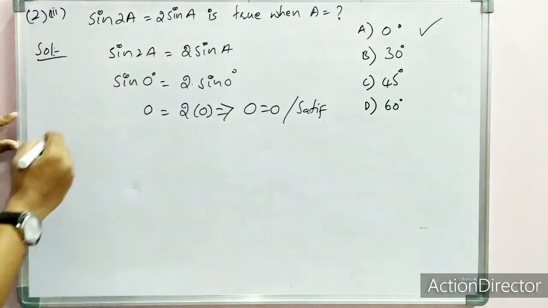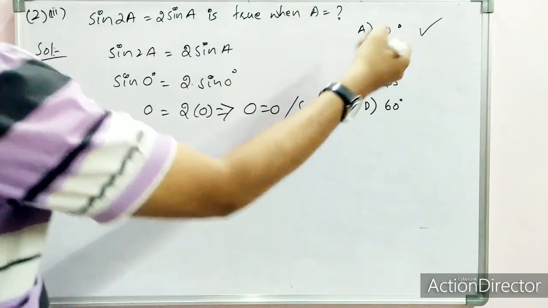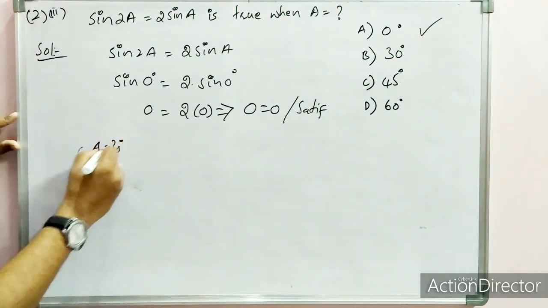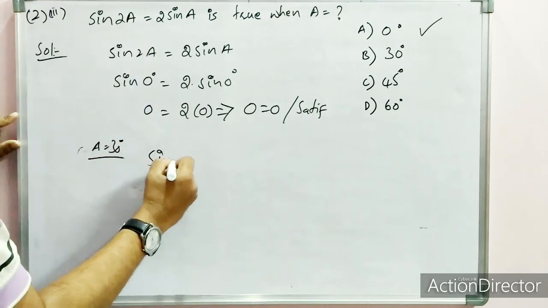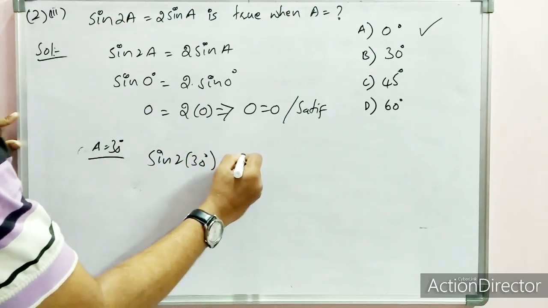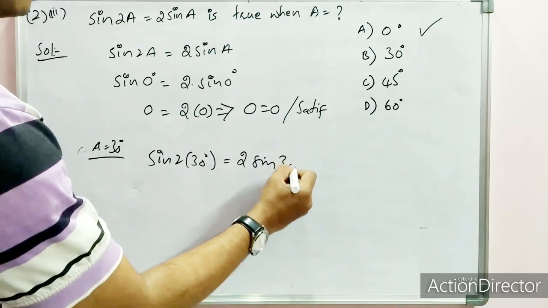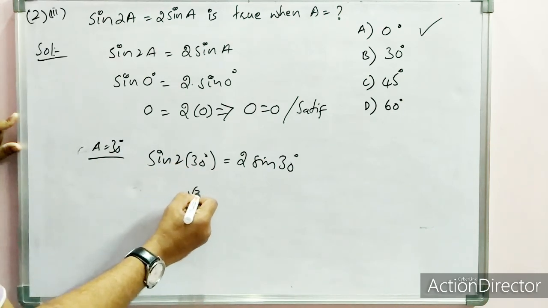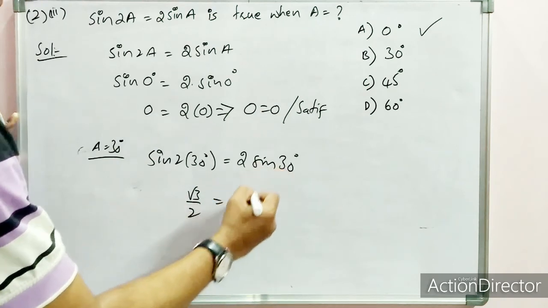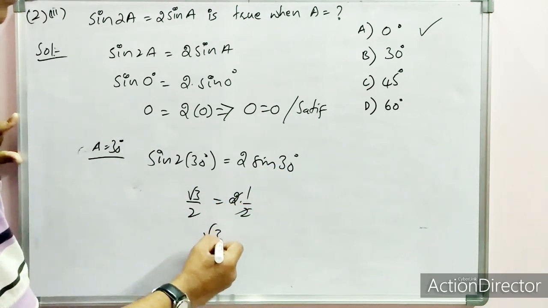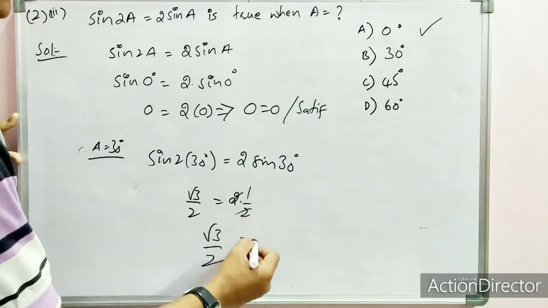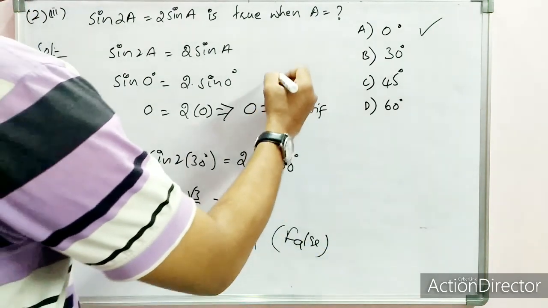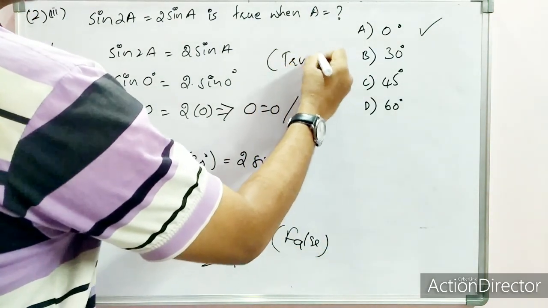The answer is A. For the sake of the concept, we will check the second one. If A is equal to, suppose 30, what happens we will see. Suppose sin 2 into 30 is equal to 2 sin 30. Therefore, sin 2 into 30 is sin 60. Sin 60 is root 3 by 2, is equal to 2 into sin 30, which is 1 by 2. So you see root 3 by 2 is equal to 1. So this is a contradiction, so false. So now which is the true one here? So this is true.